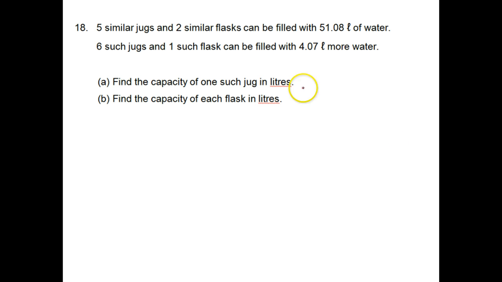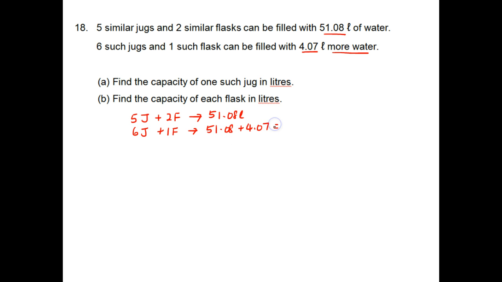Last question, question 18. 5 similar jugs and 2 similar flasks can fill up 51.08 liters of water. So 5 jugs plus 2 flasks fill 51.08 liters. 6 jugs and 1 flask can fill 4.07 liter more water. 6 jug plus 1 flask is 51.08 plus 4.07, which is 55.15 liter.